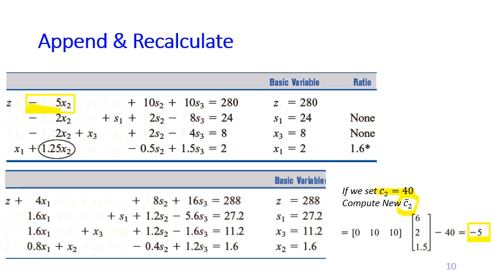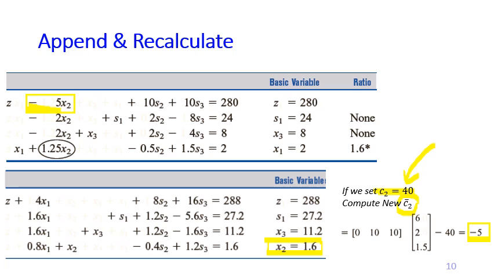If we look at the solution, it does make sense. In the old table, x2 is non-basic, which means that we do not produce any x2. But in the new table, because the price has increased up to 40, we are now producing x2 as many as 1.6 units.